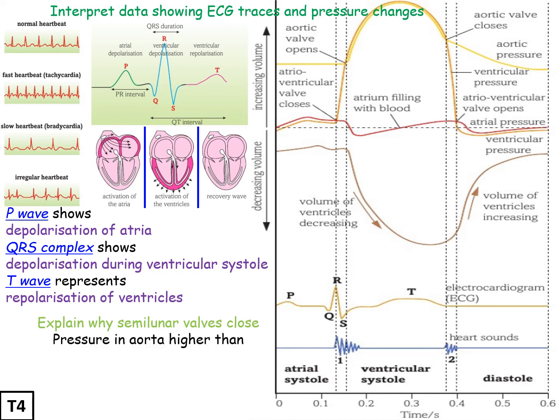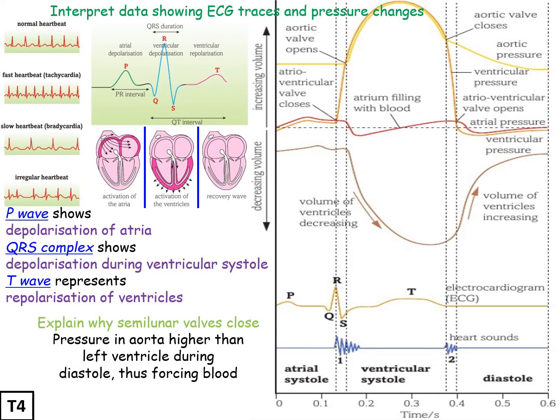Explain why semilunar valves close. This is because when the blood leaves the semilunar valve on the left side of the heart, it flows into the aorta. The pressure in the aorta, because blood is flowing towards it, is higher than in the left ventricle that it's just left.